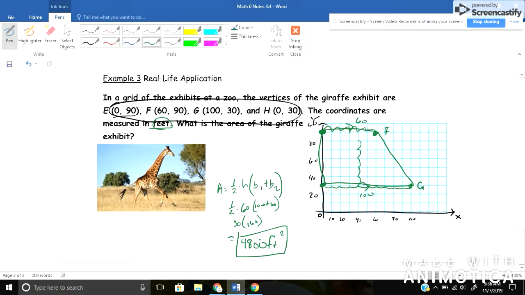All right, so that would be how you'd go about solving for the area for that giraffe exhibit.